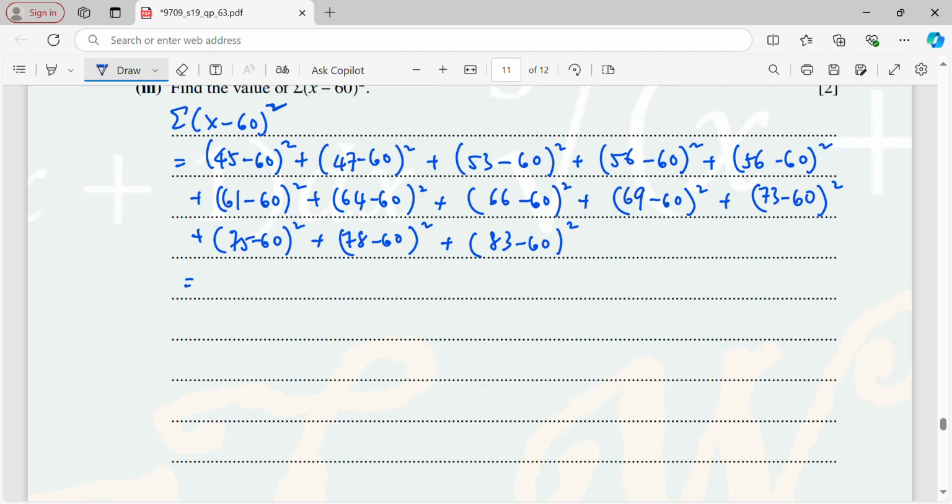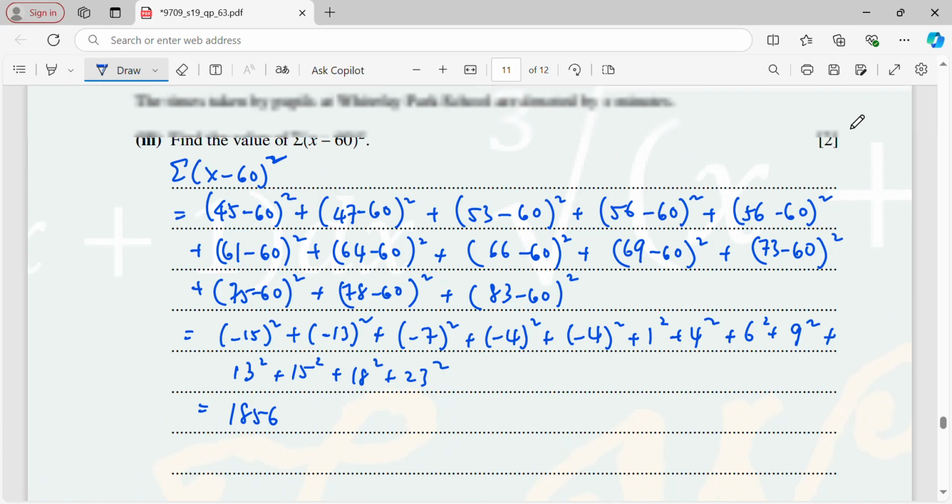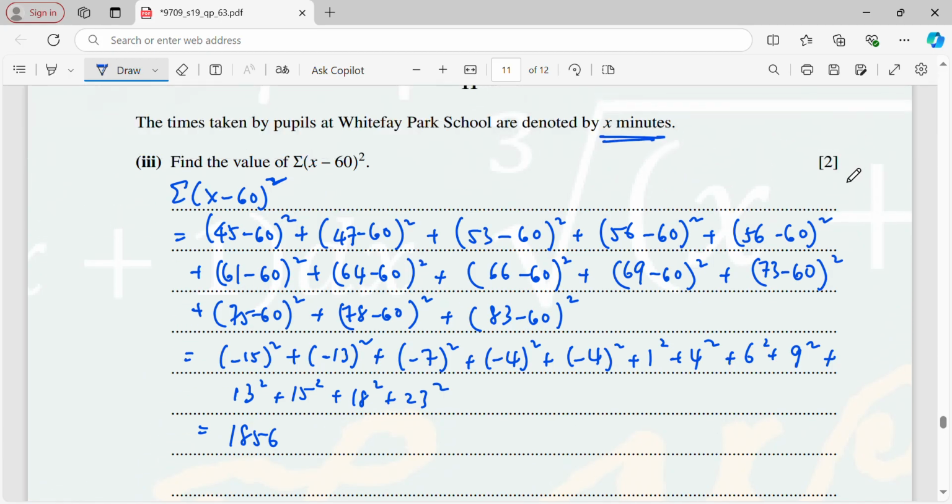Okay, then for each of these, you just compute. The first one, I will get negative 15 squared. The second, minus 13 squared. Then minus 7 squared, minus 4 squared, plus minus 4 squared, plus 1 squared plus 4 squared plus 6 squared plus 9 squared plus 13 squared, followed by 15 squared, 18 squared, and 23 squared. Just calculate all this directly, then you will be getting 1856. So that is the summation of the square of x minus 60.